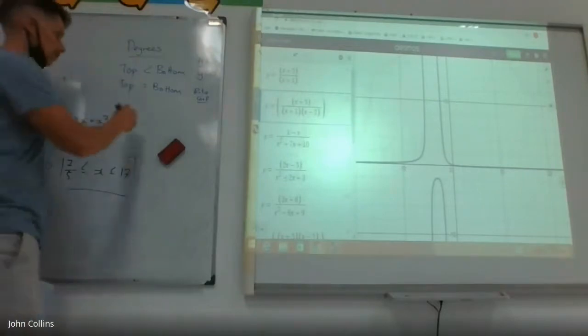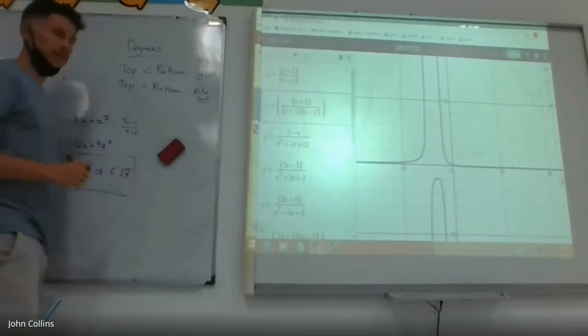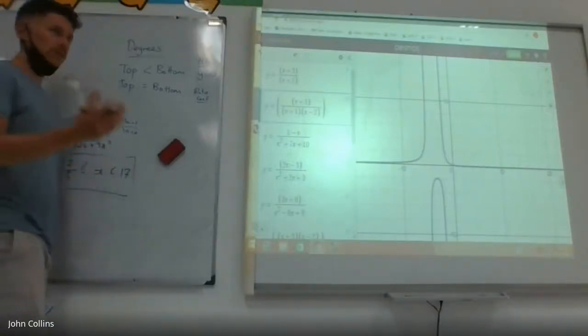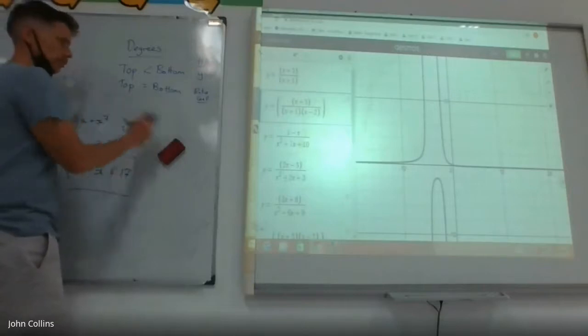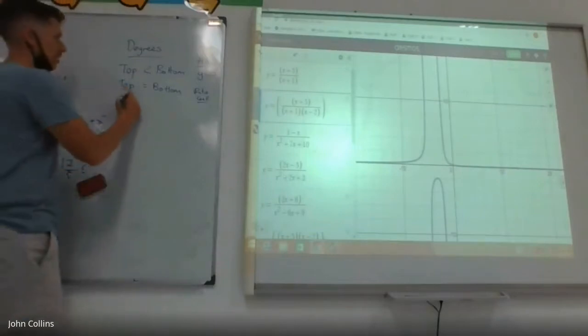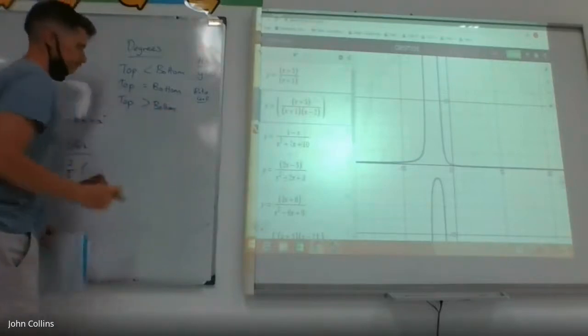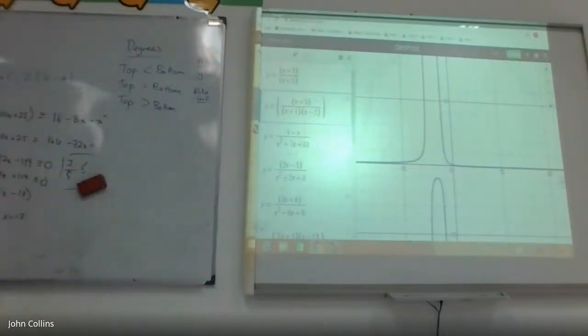So if we had the rational function (3x + 1)/(x + 2), the horizontal asymptote is 3 over 1. If the degrees are equal, you just take the ratio of the coefficients. Now what we want to look at is if the top is greater than the bottom. Think about this before we get there. The top is greater than the bottom. Okay, we did that. Sorry, I just want to go through these before we get to that.